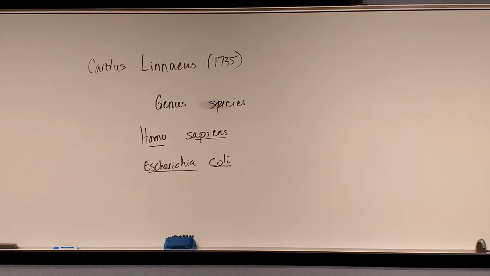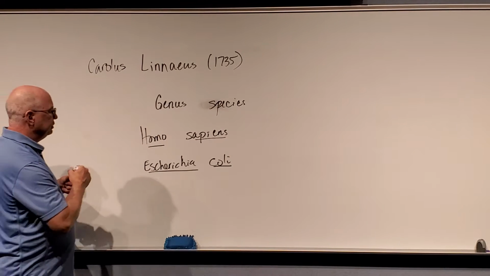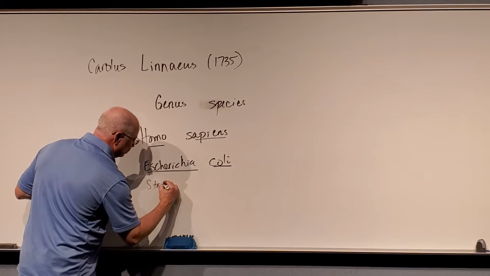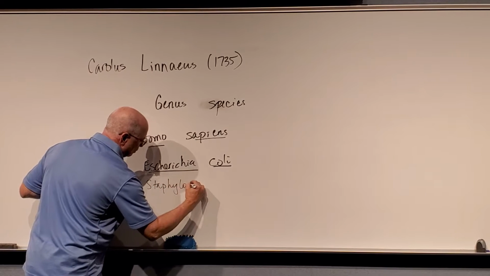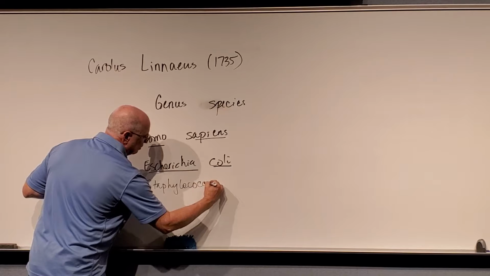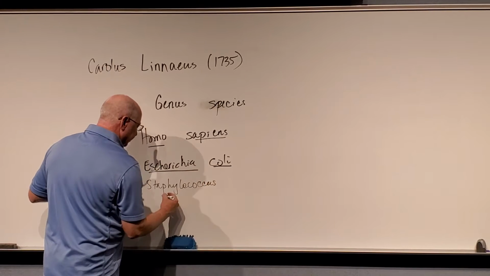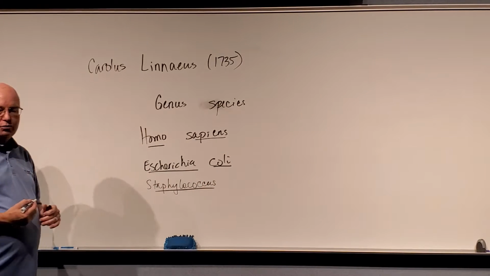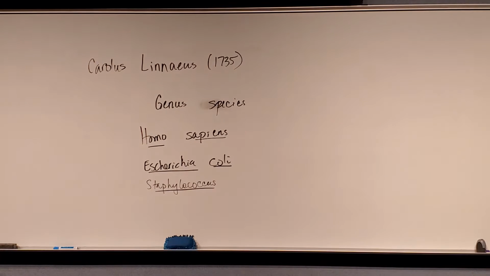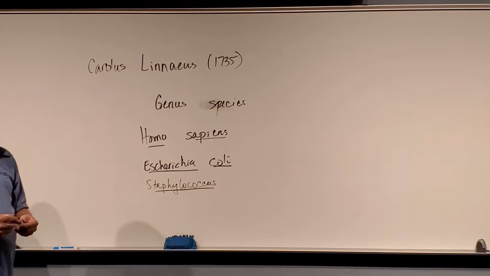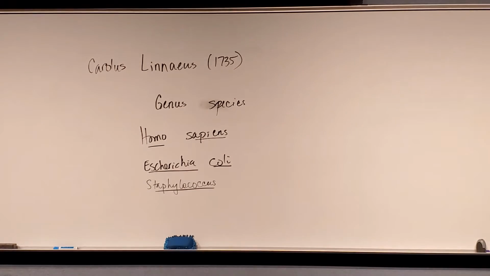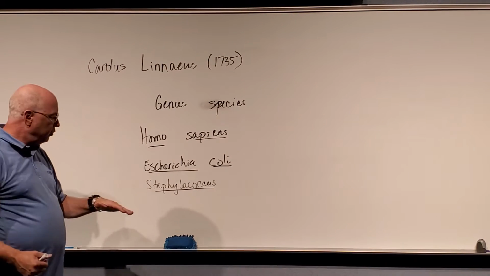So if we look at another one, we could look at something that's called Staphylococcus, okay? When we talk about Staphylococcus, the name tells us a whole bunch. So when we talk about staph, it means cluster. So this is a cluster of cells. And the coccus tells us that they are round shaped.